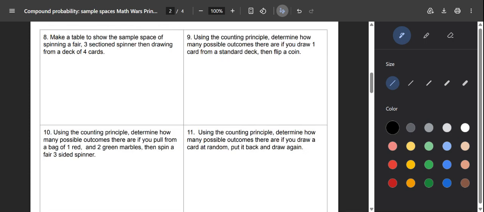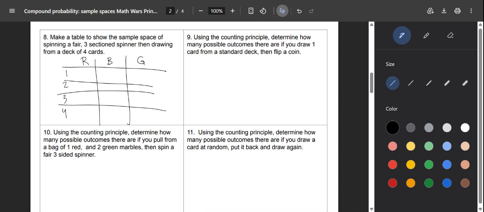All right, last we have make a table to show the sample space of spinning a fair 3-sectioned spinner, then drawing from a deck of 4 cards. So let's make a table to represent that. Let's say the spinner has red, blue, and green sections. And my deck of cards, 1, 2, 3, and 4, okay?